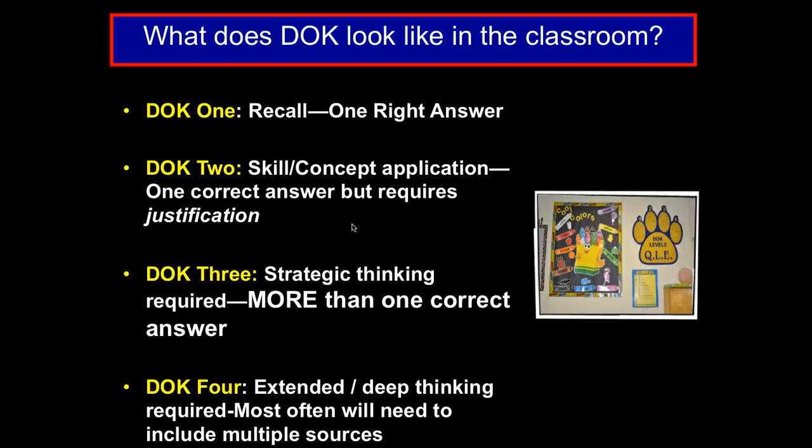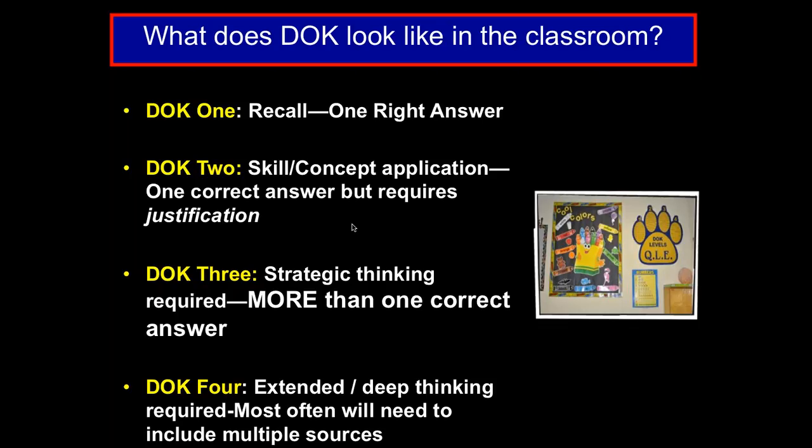Now, there's a precipice between depth of knowledge 2 and 3 when we move from one right answer to more than one correct answer. And that's why the type of DOK reflected in the standard will determine the type of assessment items we will use and write. Very few standards are actually written at a depth of knowledge 4. Often this requires multiple sources. But rarely do we teach standards in isolation, so we can eventually get to a 4.